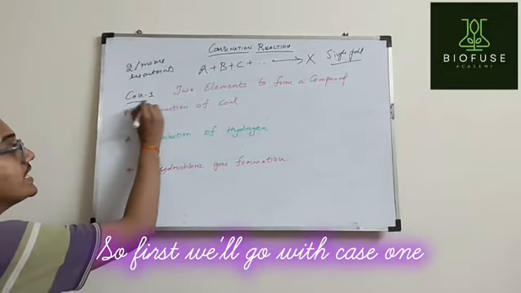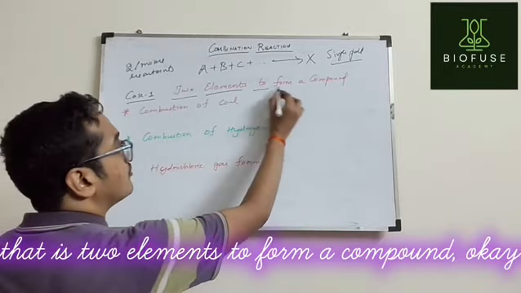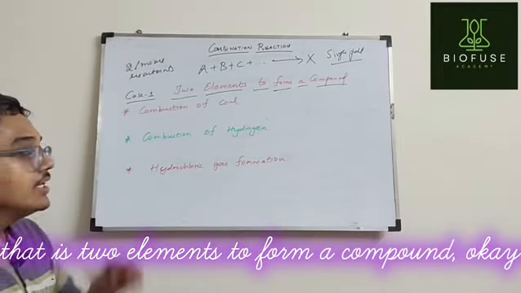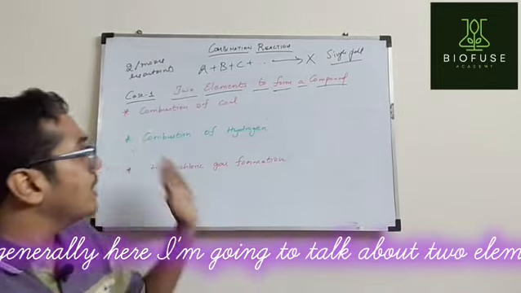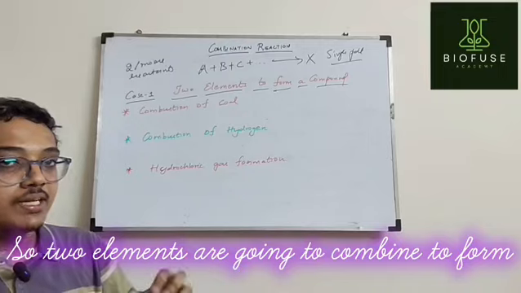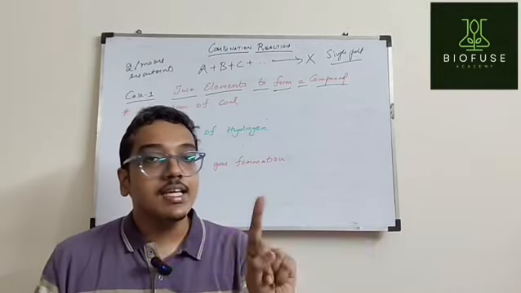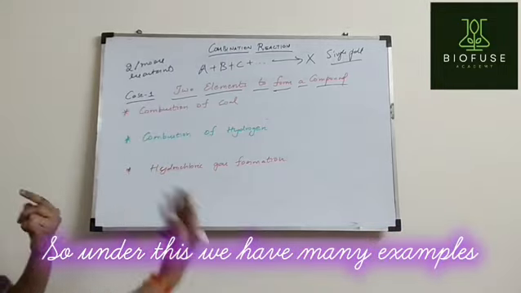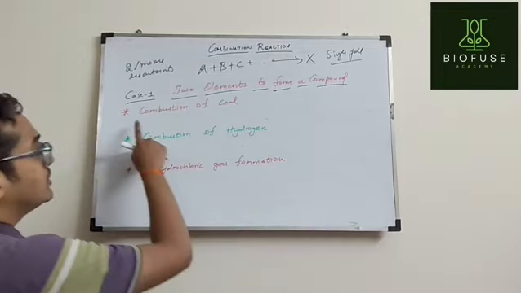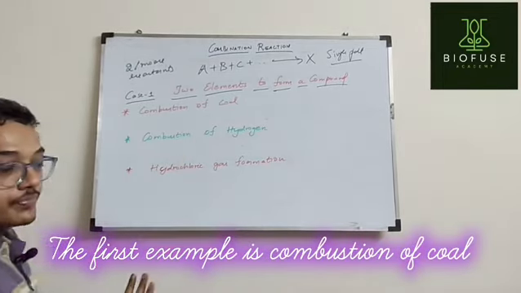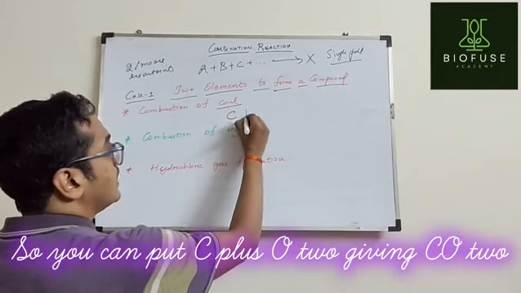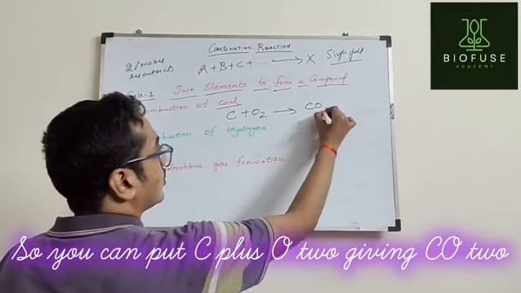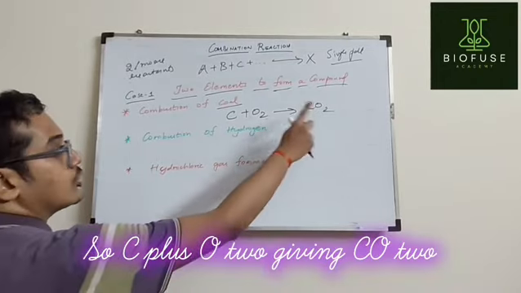First we'll go with case 1, that is two elements forming a compound. Here the reactants are two or more elements, but generally I'm going to take two elements. Two elements are going to combine to form a single compound. Under this we have many examples, so let us go one by one. The first example is combustion of coal. Coal is nothing but carbon, right? So we can put C plus O2 giving CO2.